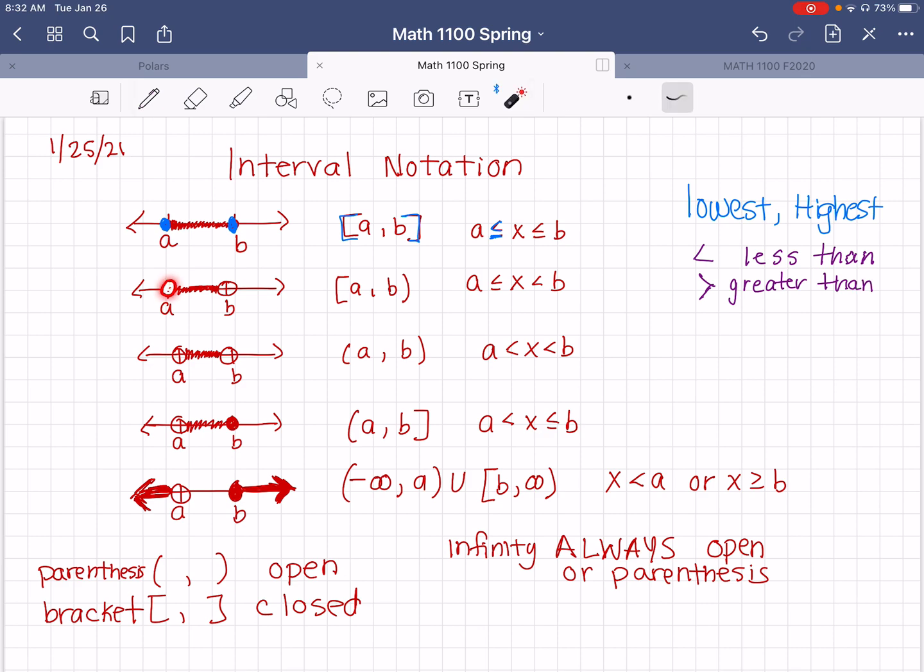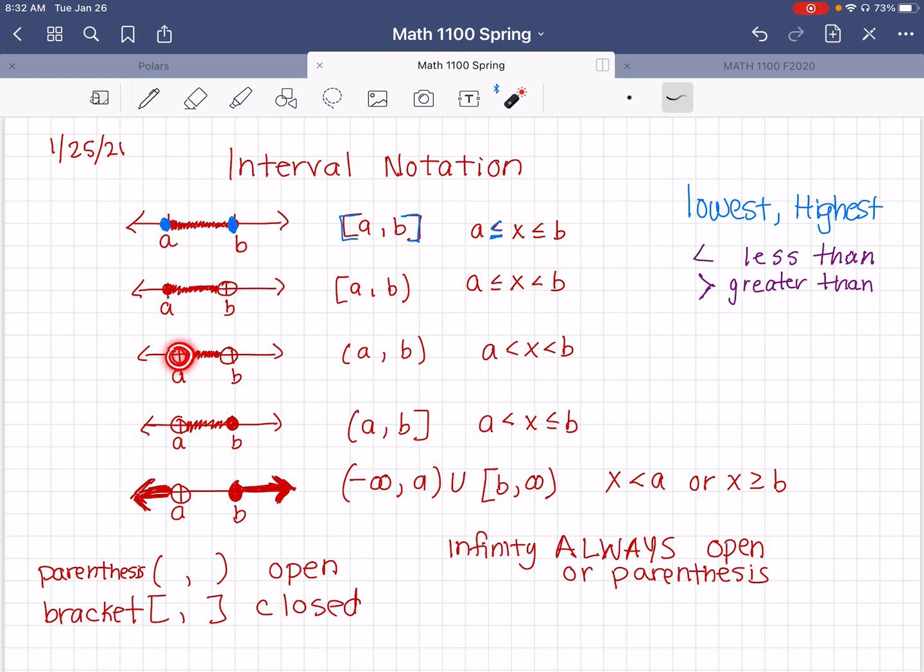So in this one, A is a solid dot and B is an open circle. That means it gets very, very close to B, but not equaling B. A is on the left, it's the lowest value, so it gets a bracket. And B, on the right side, where it goes to, gets a parentheses. So it's A is less than or equal to X, less than B. Notice it doesn't have the equal to sign, so it doesn't equal that value.